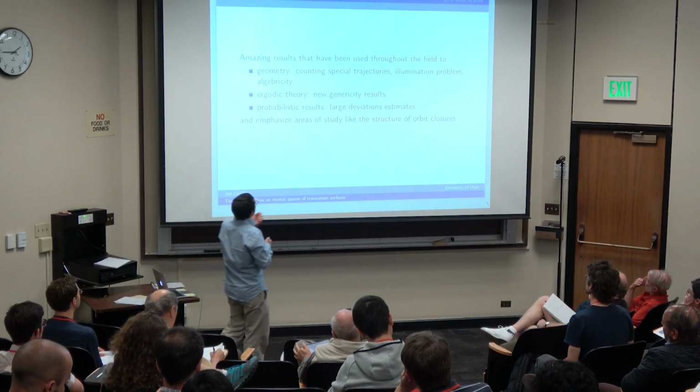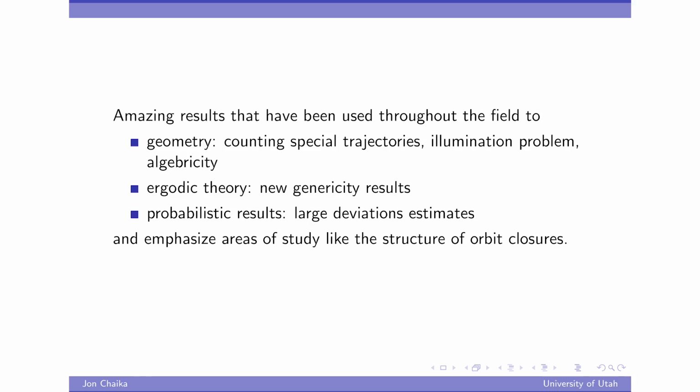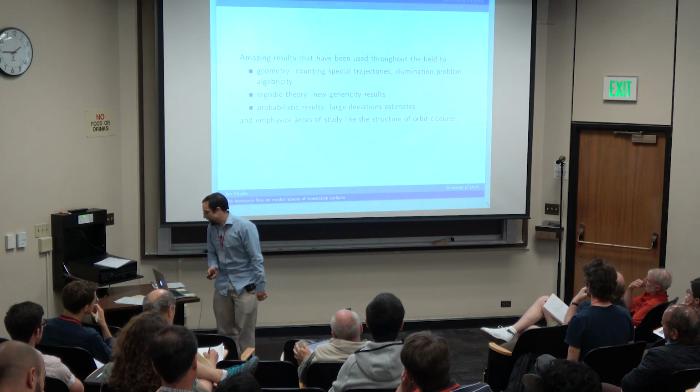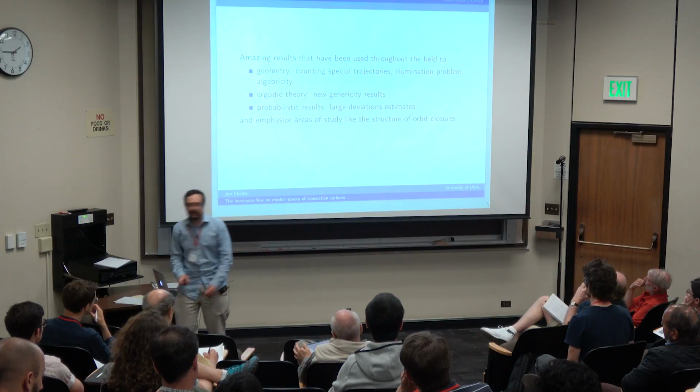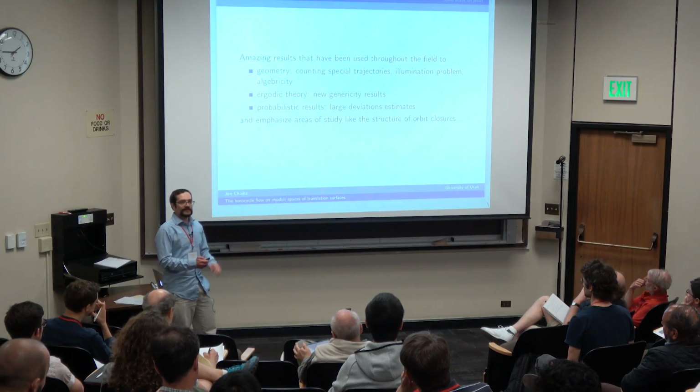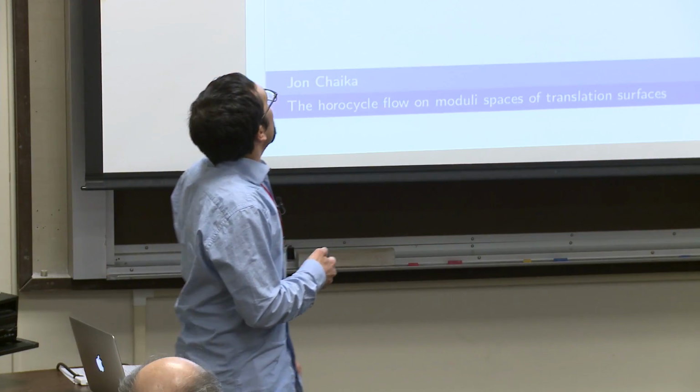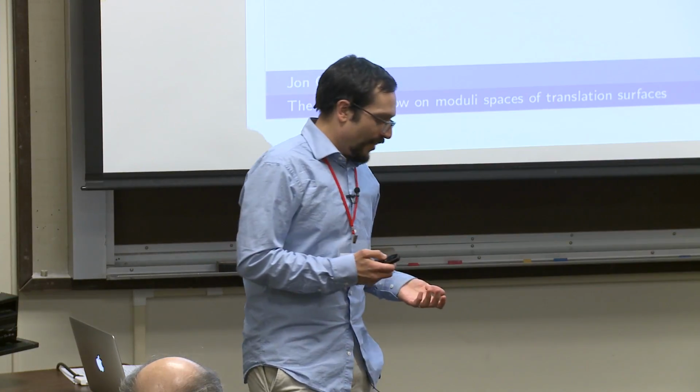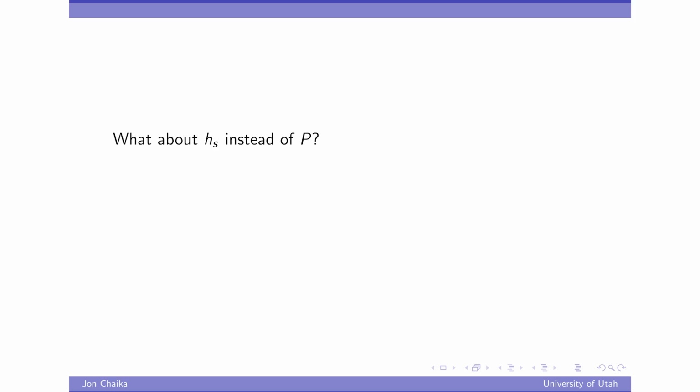And so you also get new types of genericity results for other subgroups of P. There have been probabilistic results, and large deviation estimates have been proven using their techniques. So it's really transformed the field, in my opinion, and is a fantastic set of results. But it leaves a natural question, which is, what about H_S rather than P?